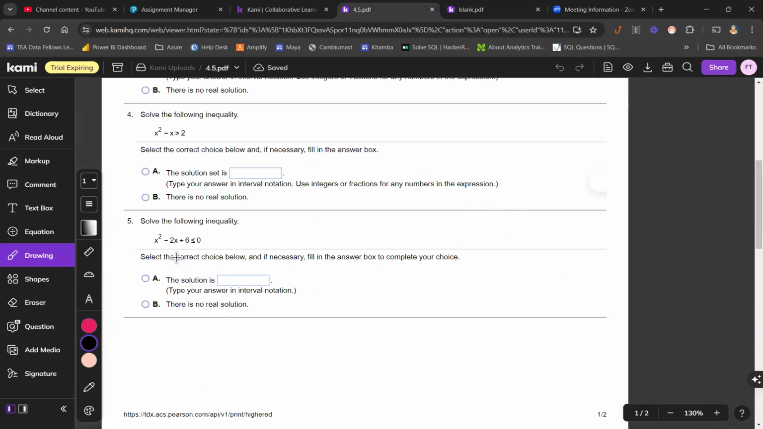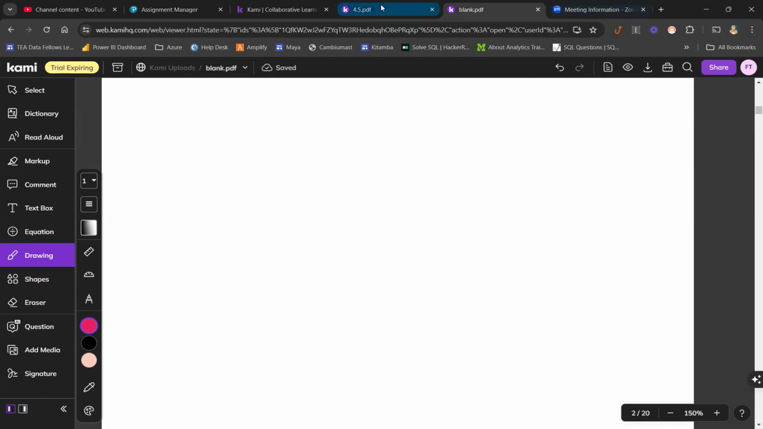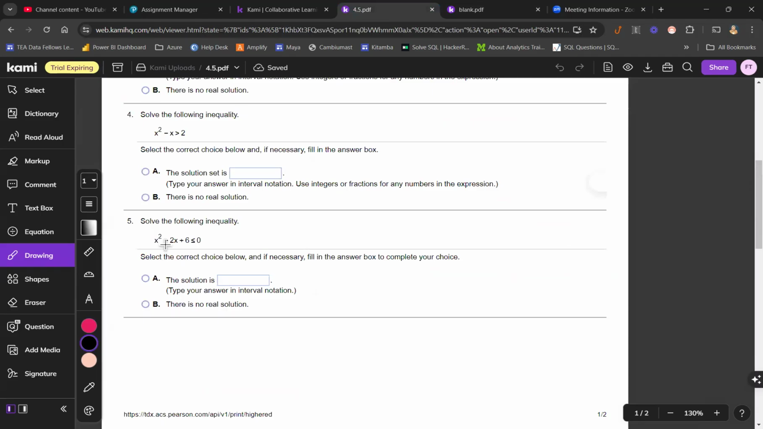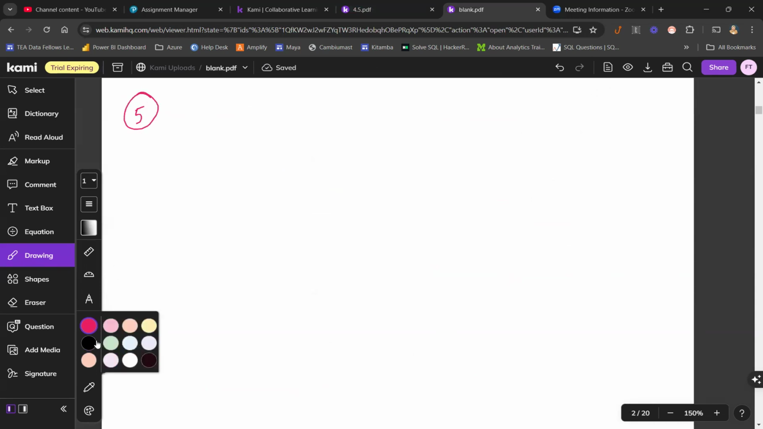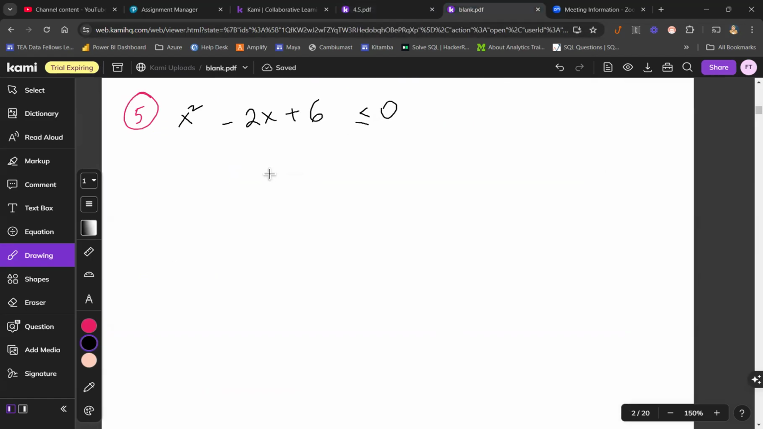So for number 5, we have a similar inequality. So let's just go down. Number 5. For number 5, we have x squared minus 2x plus 6. The question is x squared minus 2x plus 6, and we want this to be less than or equal to 0. Okay. I don't need to move things around since this is already less than or equal to 0. The only thing I have to do here is go ahead and factor this.